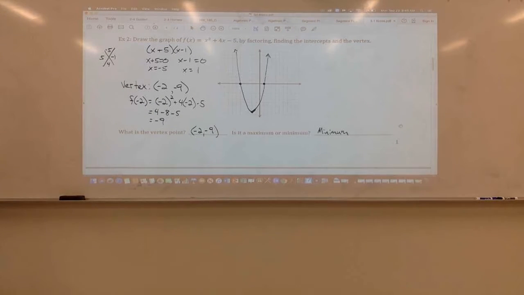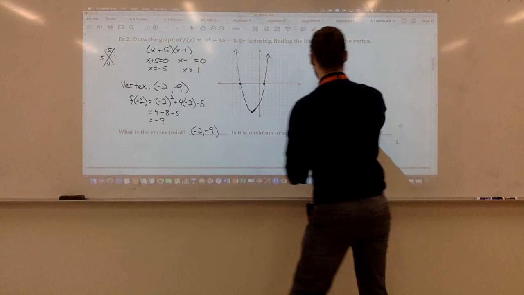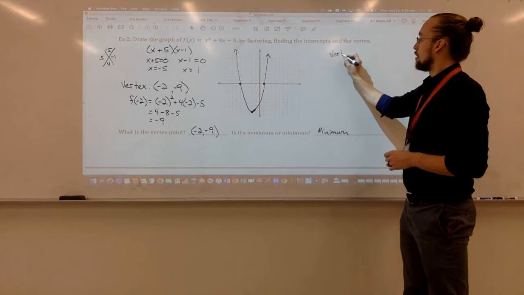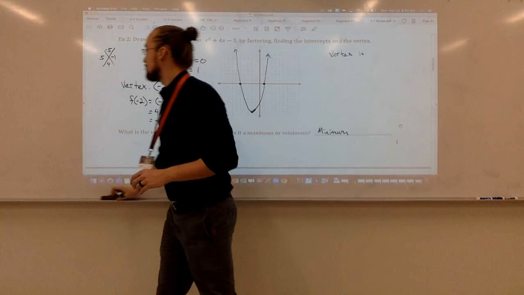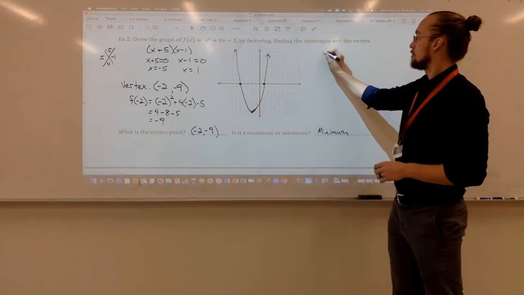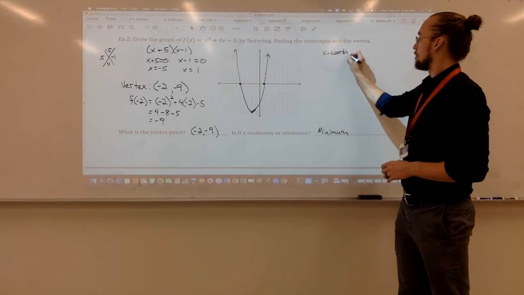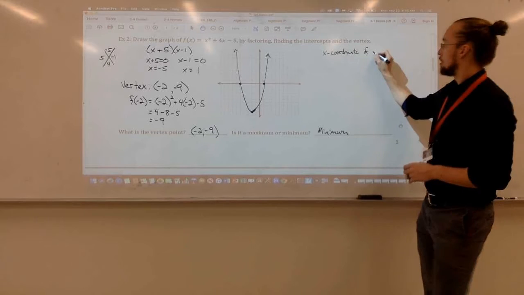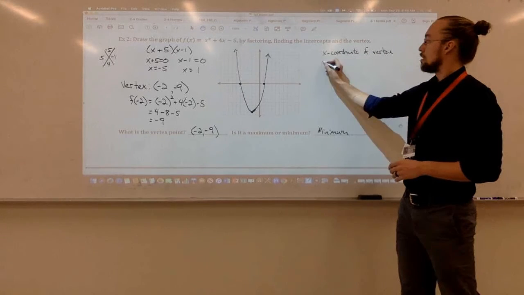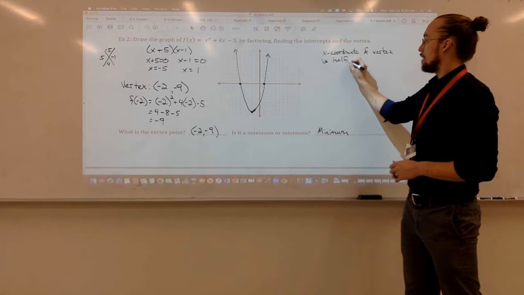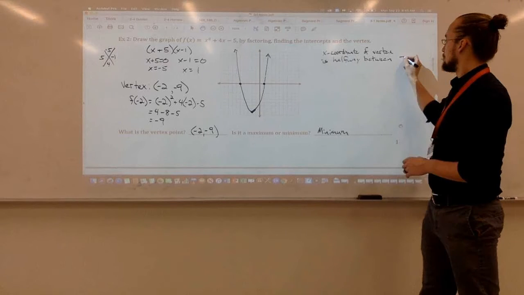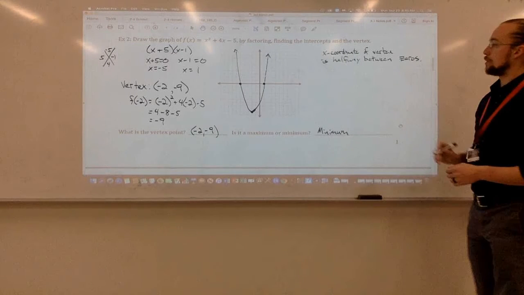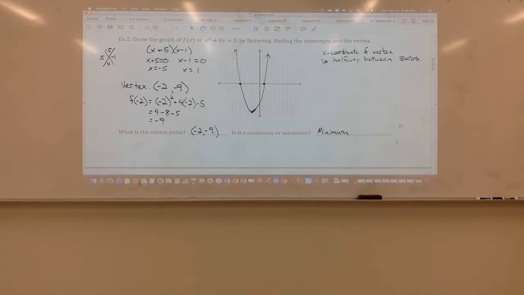If you want to make a note, it might be a good idea to jot down: the x-coordinate of the vertex is halfway between the zeros, or the x-intercepts. Questions so far?